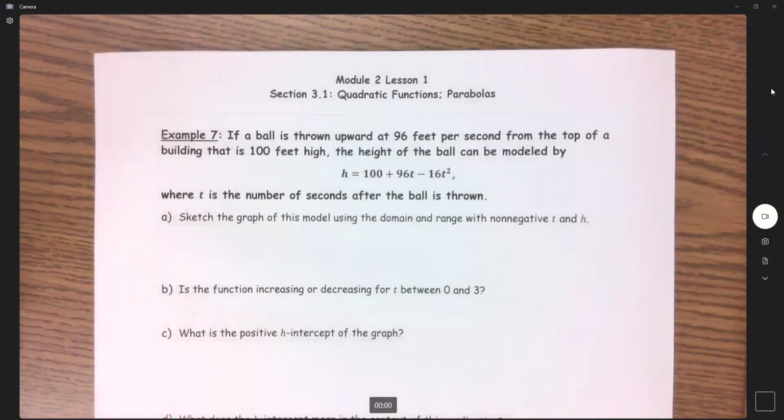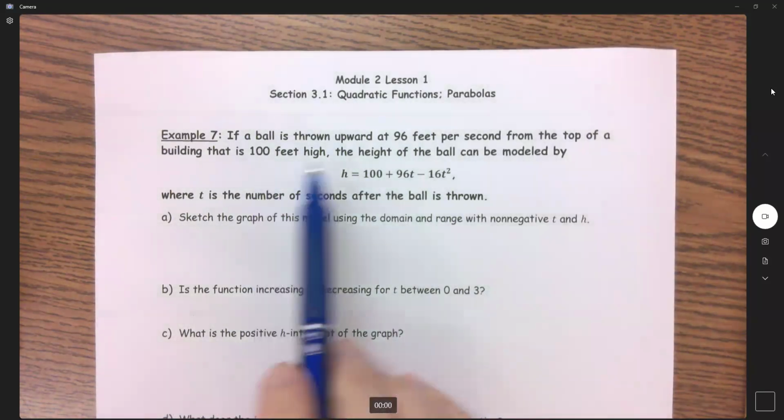In example 7, we're going to do another quadratic application problem, but they're not going to be using x and y like we are used to. It says if a ball is thrown upward at 96 feet per second from the top of a building that is 100 feet high, the height of the ball can be modeled by h equals, where t is the number of seconds after the ball is thrown.